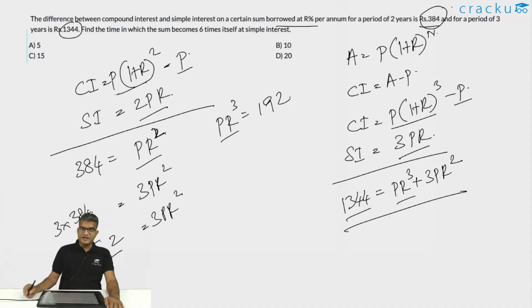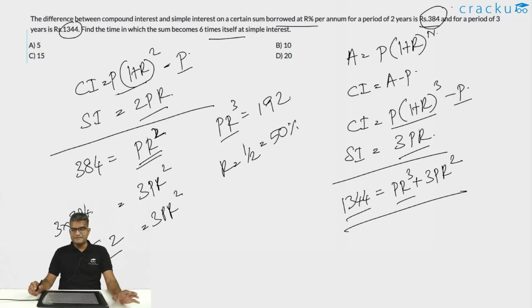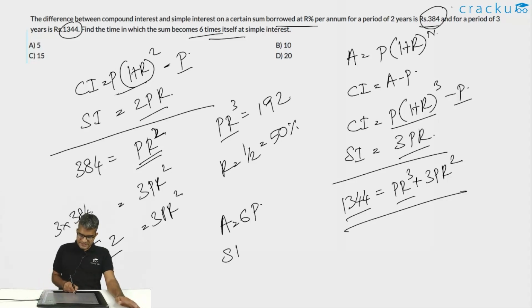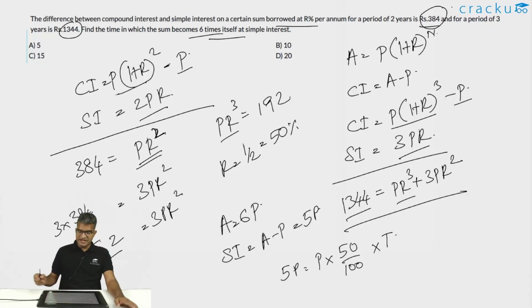You can divide pr cube by pr square. So the value of r is equal to 1 by 2, or this is equal to 50%. What we are asked to calculate is the time it takes for the sum to become 6 times itself in simple interest. If the amount is 6 times itself, the simple interest that is generated, which is equal to amount minus principal, is equal to 5p. So 5p is equal to principal p into rate of return, which is 50 by 100 or 1 by 2, into the time it takes, which is t.